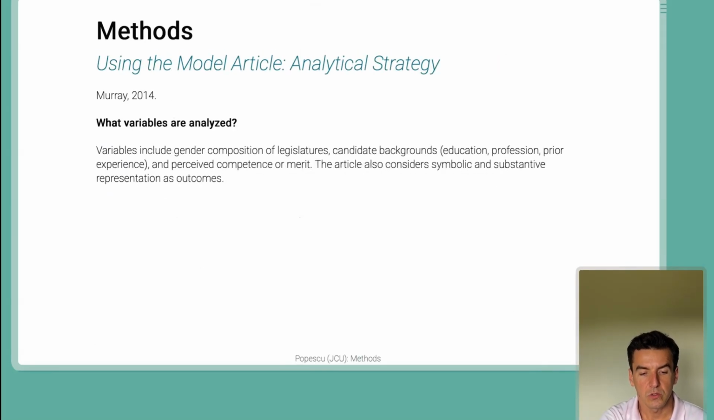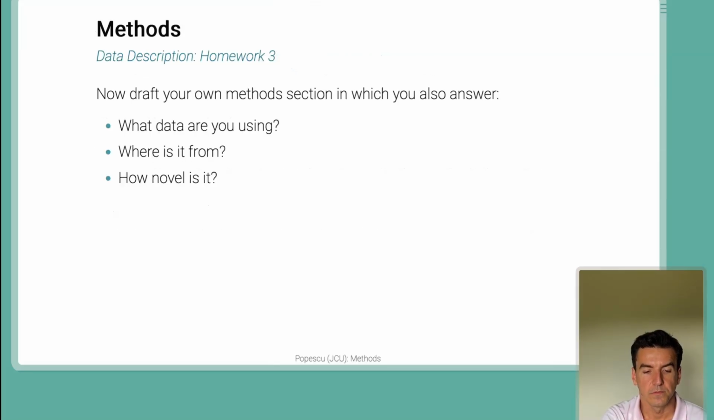So, moving on to another task here, which is drafting your own methods section. Here you have to answer the following questions. What data are you using? Where is the data from? And how novel is it? Notice that these are not necessarily the same questions, but they are important questions that you have to answer. Spend 10 minutes on this, or feel free to just keep adding to this as you progress in your research.